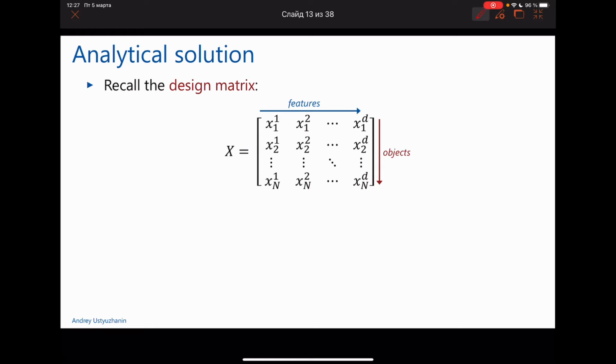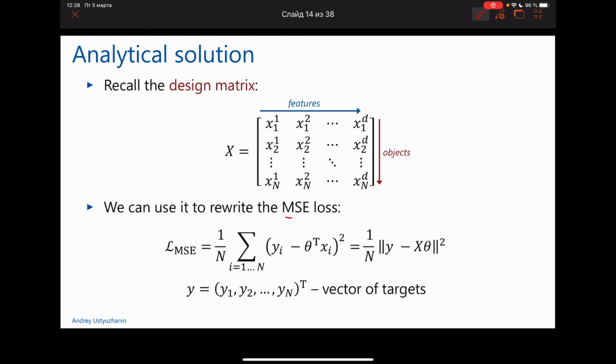So in the trivial case, in case we have enough computation power, we can find an analytical solution to regression problems. So if we write a design matrix where we have all the items of the data set written as rows, and every column is a feature in such a matrix, then we can rewrite MSE loss in a matrix form. So it can be expressed like this.